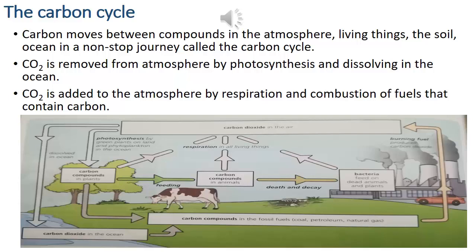So the carbon moves between the compounds in the atmosphere, living things, soil and ocean in a non-stop journey. If one absorbs, the other one releases. When the other releases, the other one absorbs. So this is how the non-stop journey takes place. That is called the carbon cycle.